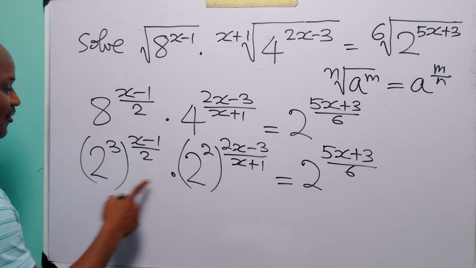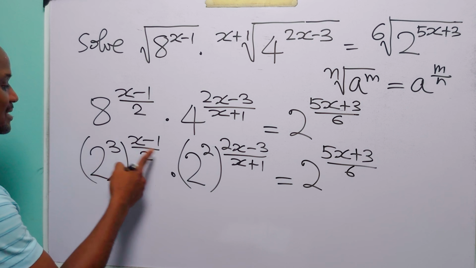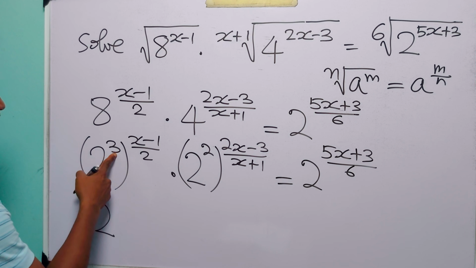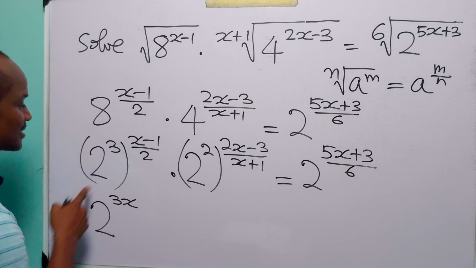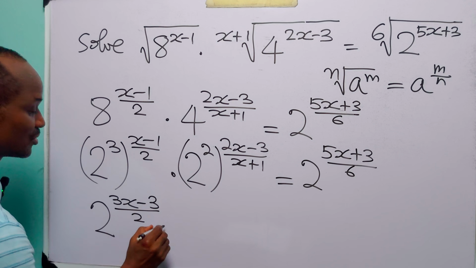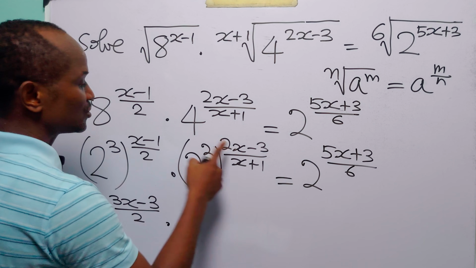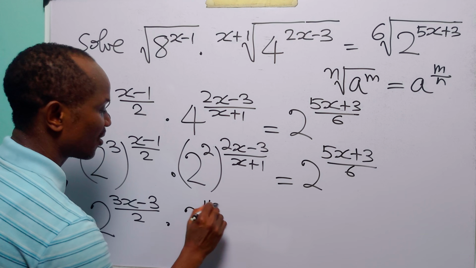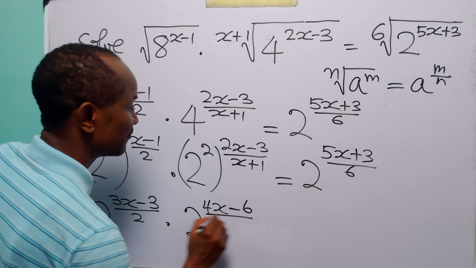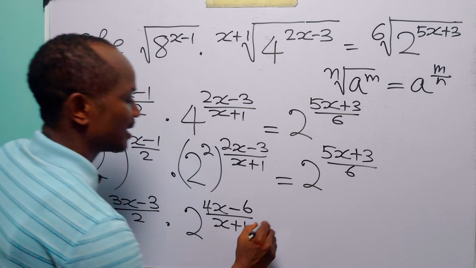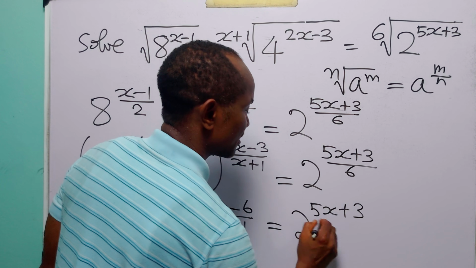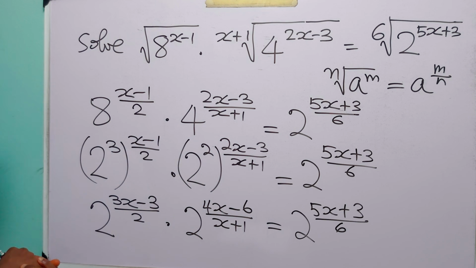Now remember that to get rid of these brackets, all we have to do is to multiply these two powers. In this case, we have 2 to the power 3 times x is 3x, 3 times minus 1 is minus 3, divided by 2, times 2 to the power, here we have 2 times 2x, of course, is 4x, and 2 times minus 3 is minus 6, divided by (x plus 1), and this is equal to 2 to the power (5x plus 3) divided by 6.